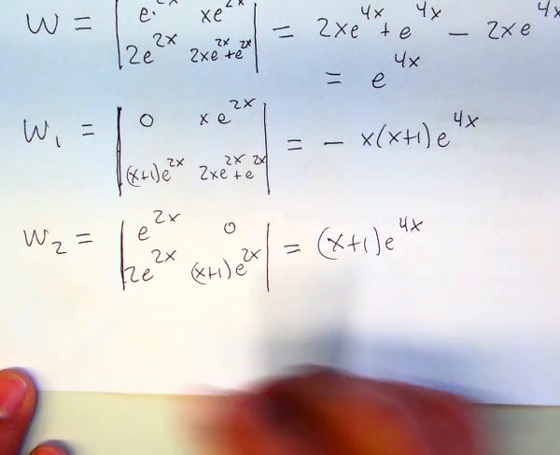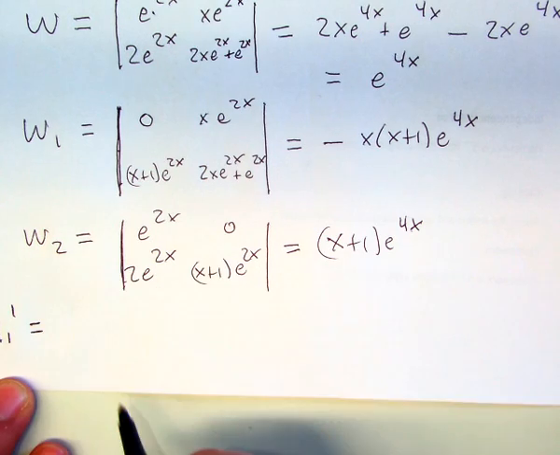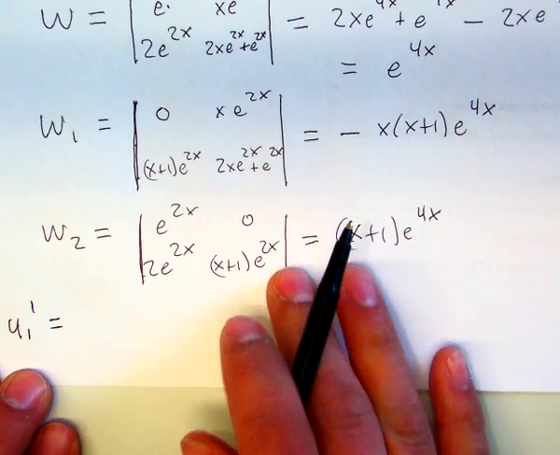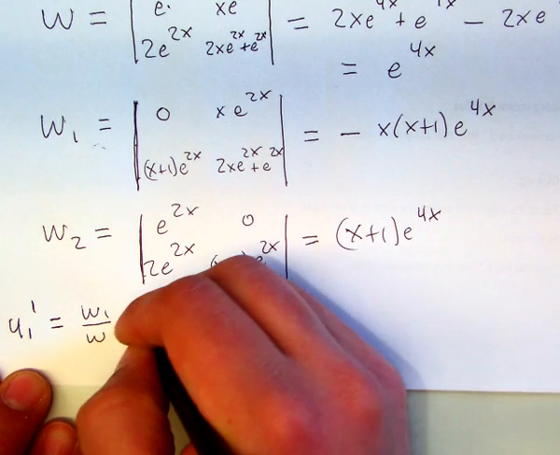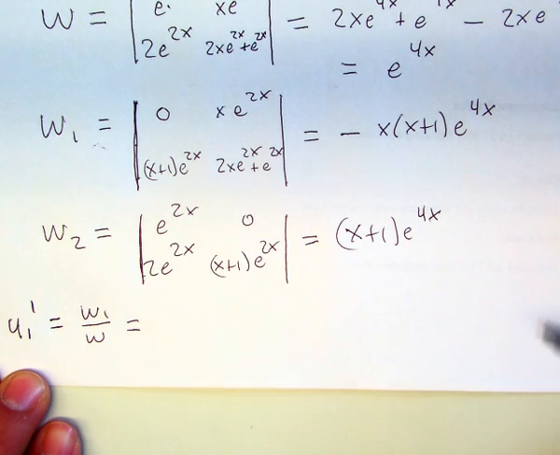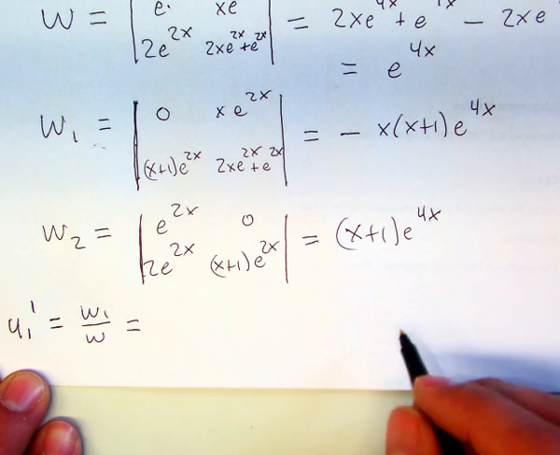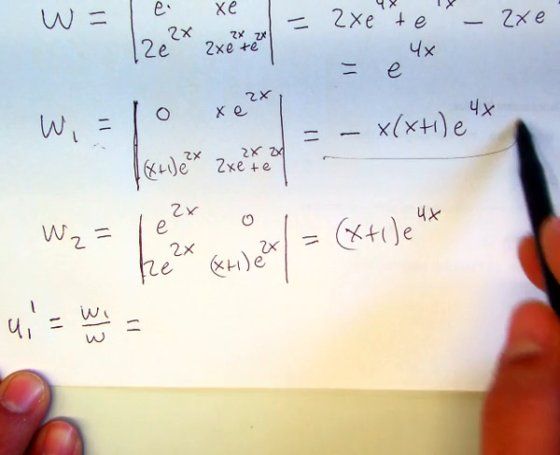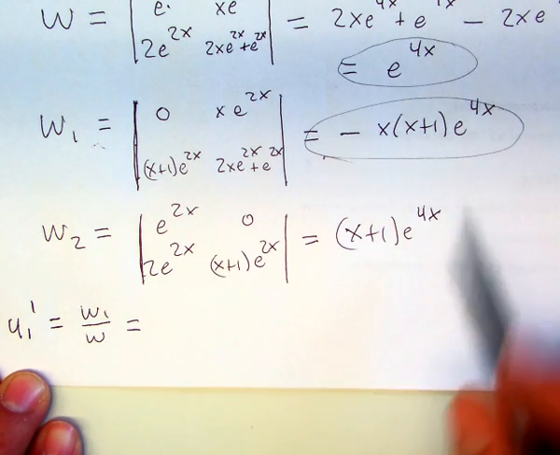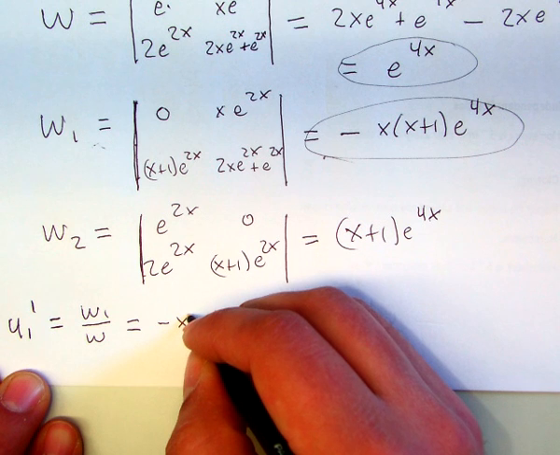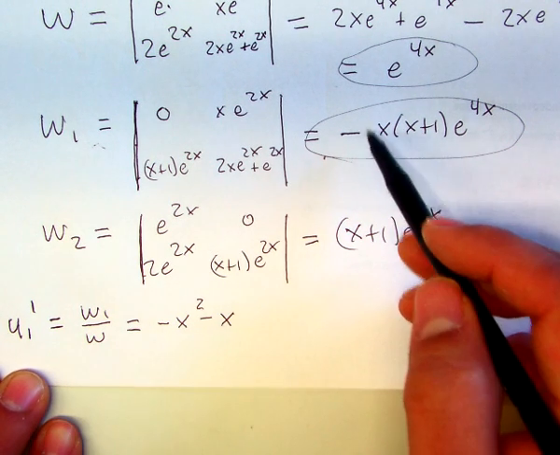And now let's go ahead and find U1. So U1 prime is equal to W1 divided by W, right? Can you guys see what's going to happen? If I take W1 and divide it by W, what drops out? E to the 4x. So this is just minus x squared minus x, if you go ahead and multiply negative x with x plus 1.